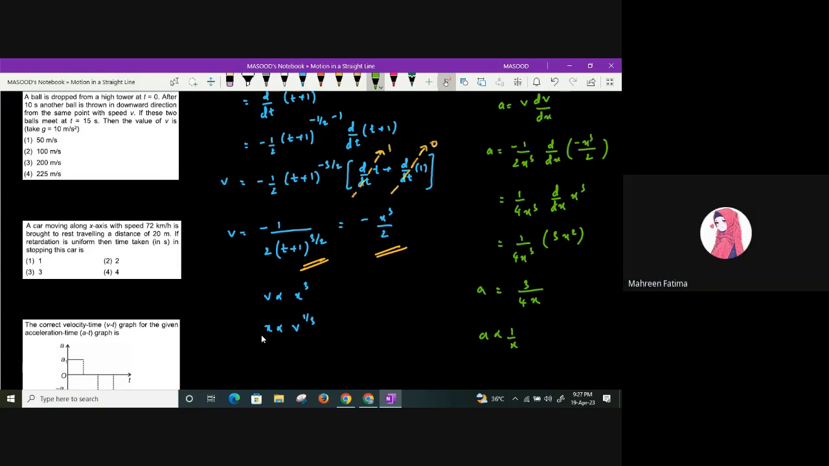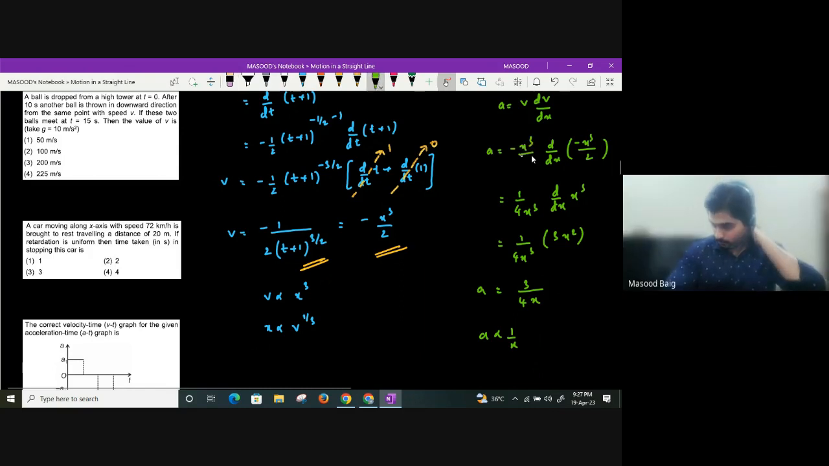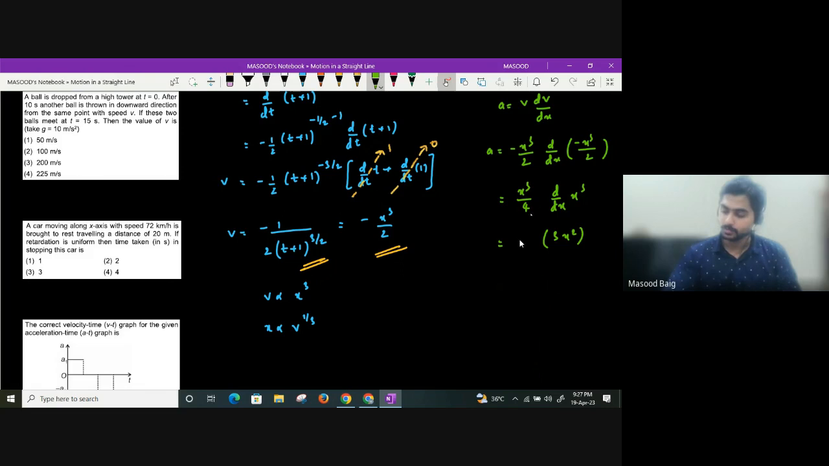Sir, you wrote again 1 by 2 into x cube, where is that? v. Acceleration. One change was made, one change was not made. Minus x cube by 3 it was. x cube by 2. x cube by 4 you will get. This will also be x cube by 4, which I'll get as 3 by 4 x power 5. Which I'll get 3 by 4.